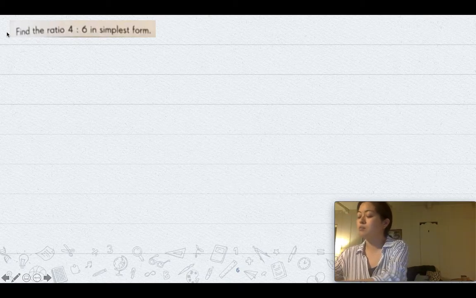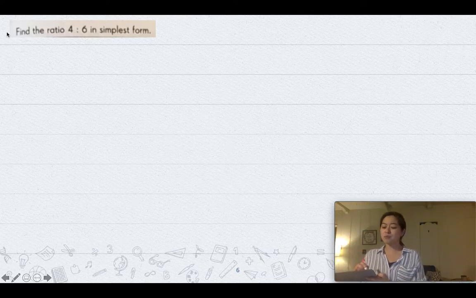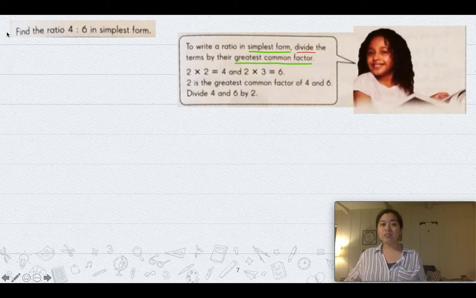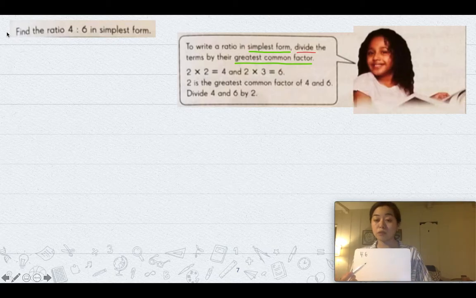Okay. So I'm just going to also write it on my board. Now to find a ratio in simplest form, we need to divide the terms by their greatest common factor. Okay. Do you remember what a greatest common factor is? Factors are the numbers that you multiply to get the product.